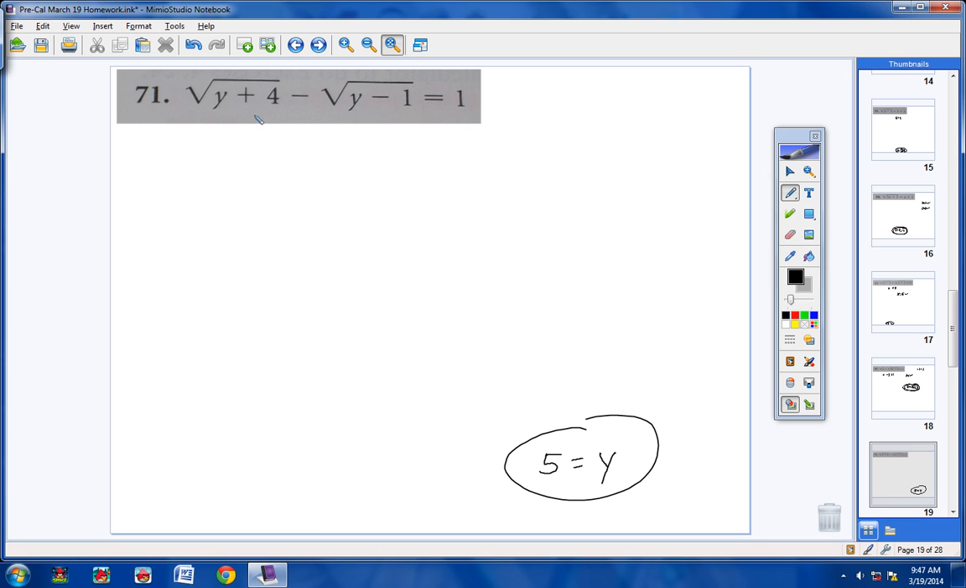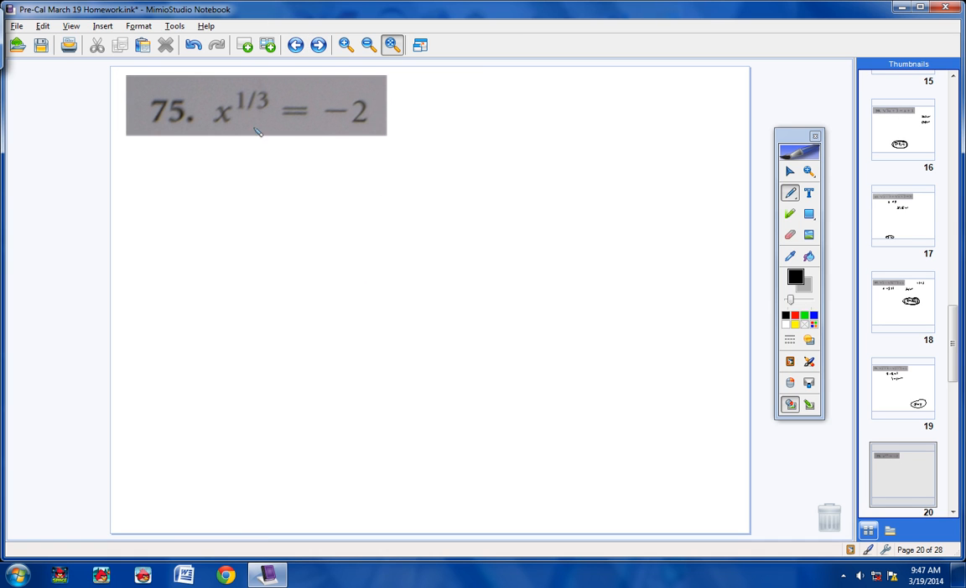If you put a 5 in here, you get 9. Square root of 9 is 3. Put a 5 here, 4. You get 3 minus 2 equals 1, and that's correct. 1 equals 1. Okay, moving on to 75. Now, don't let this freak you out. We've talked about this before.